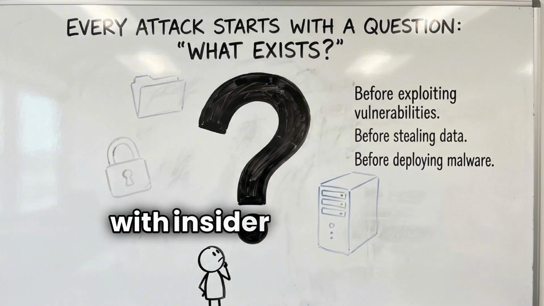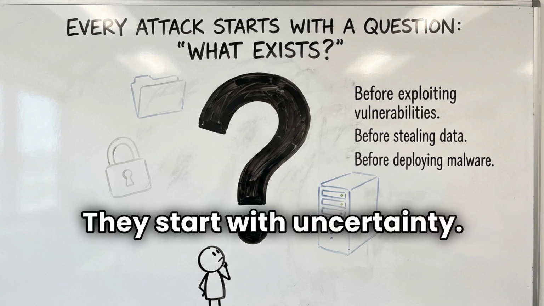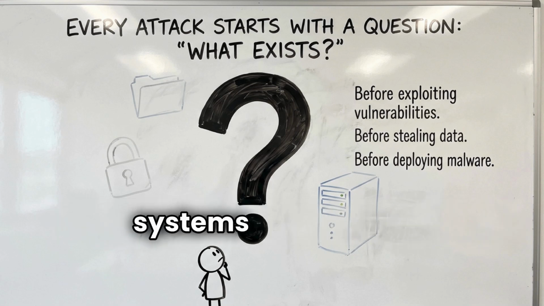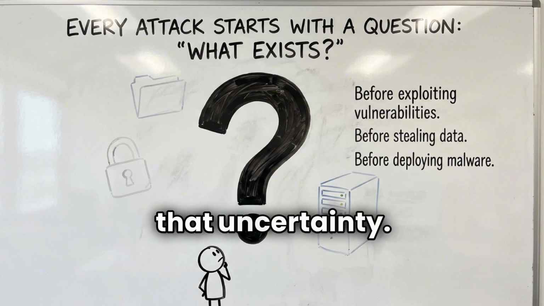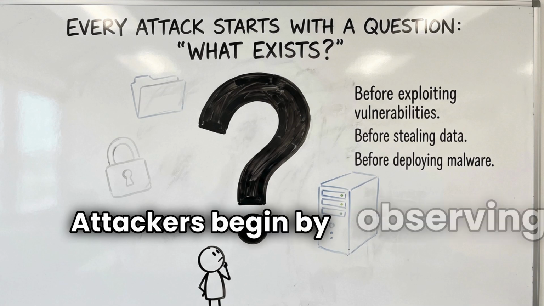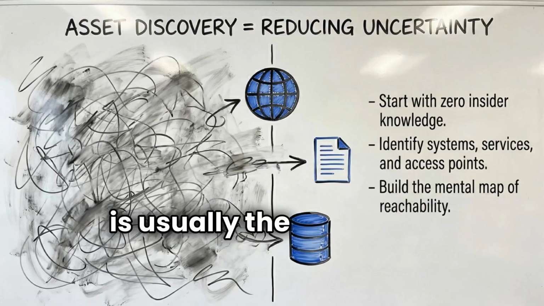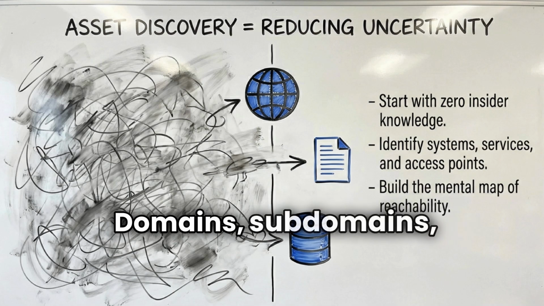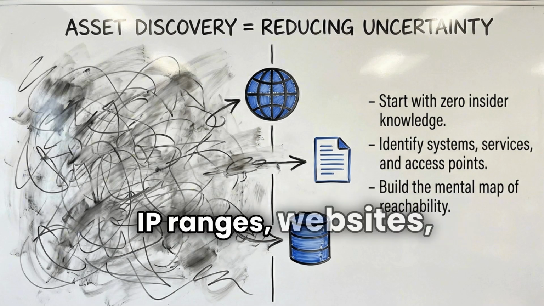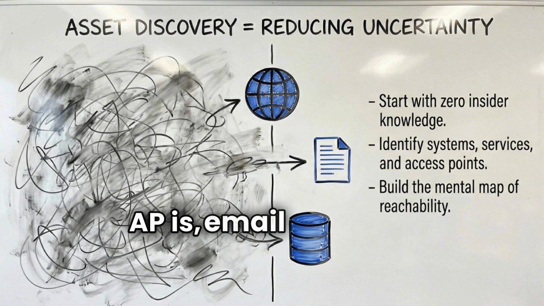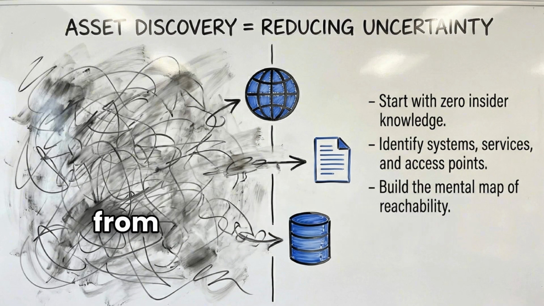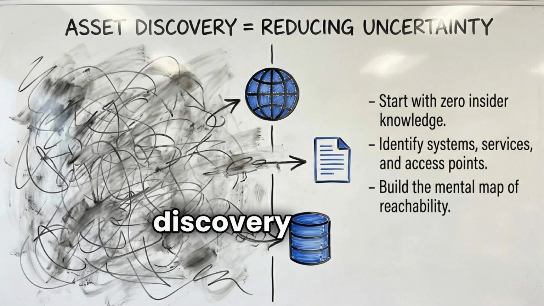Attackers don't begin with insider knowledge. They start with uncertainty. They don't know which systems are critical. They don't know which assets are valuable. They don't know which defenses are strong. Asset discovery reduces that uncertainty. Attackers begin by observing what is exposed to them. Public-facing infrastructure is usually the first layer. Domains, subdomains, IP ranges, websites, APIs, email systems. Anything reachable from the outside becomes part of the attacker's discovery space.